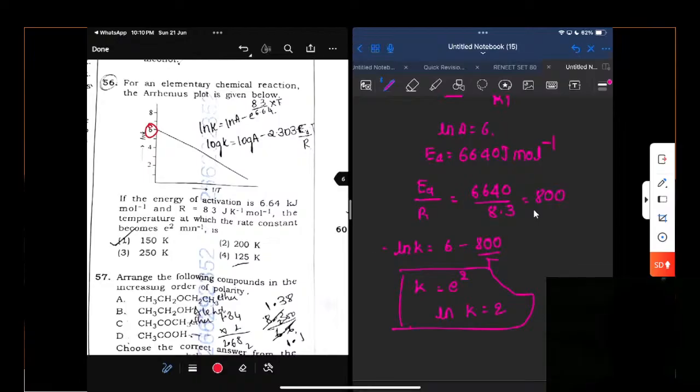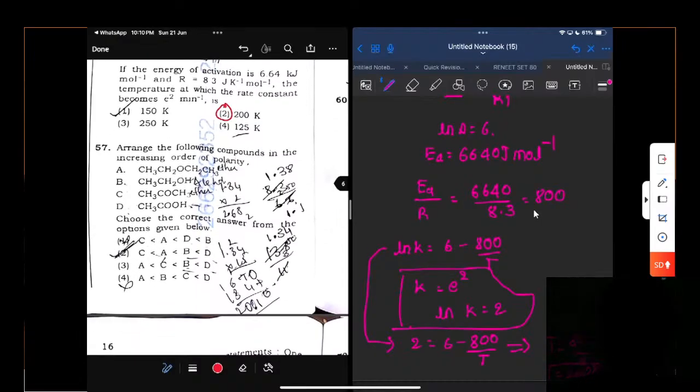So substitute in this equation. 2 is equal to 6 minus 800 by T, which implies T is equal to 800 by 4, which is equal to 200 Kelvin. On simplification, what is the temperature that we are getting? 200 Kelvin, which is option 2. So therefore option 2 is correct for question number 56.